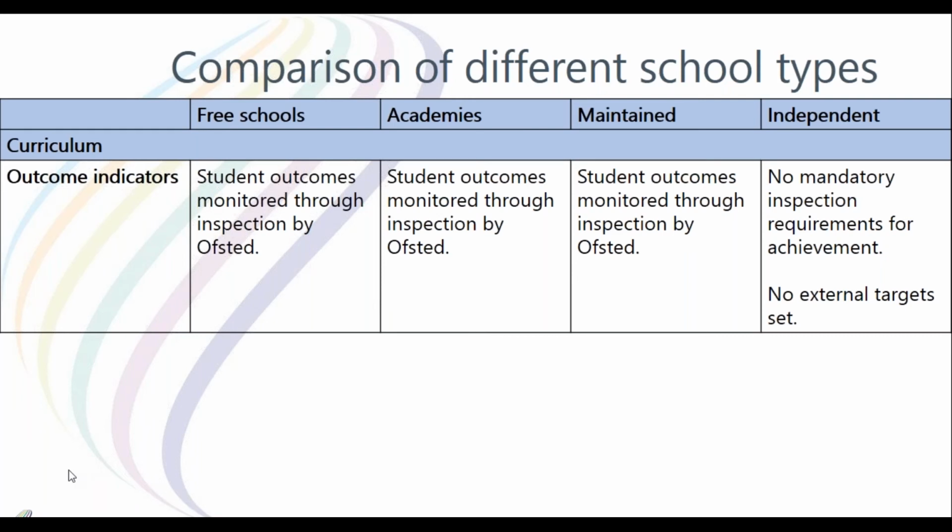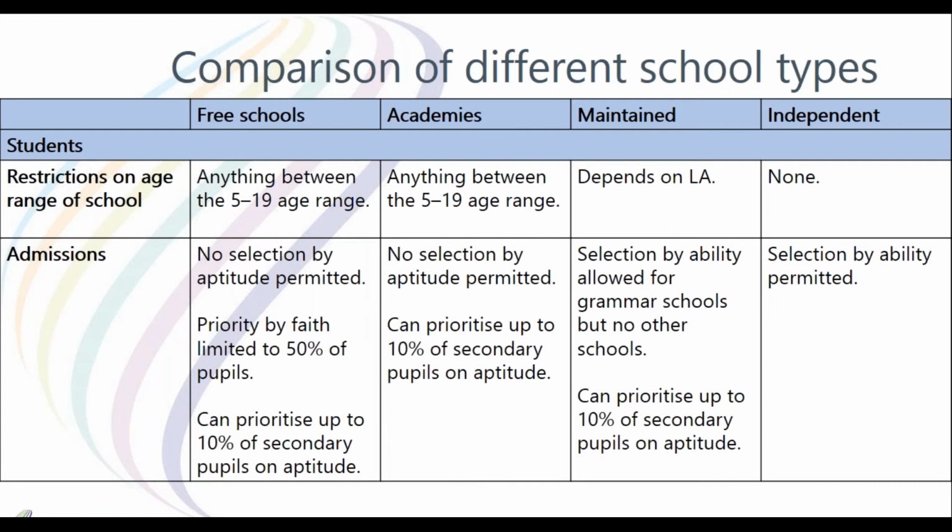Moving on to students, any restrictions on age ranges within the school. Free schools, in terms of the age range, anything between 5 and 19 is within scope. For academies, the same. And for maintained schools, it very much depends on the local authority.